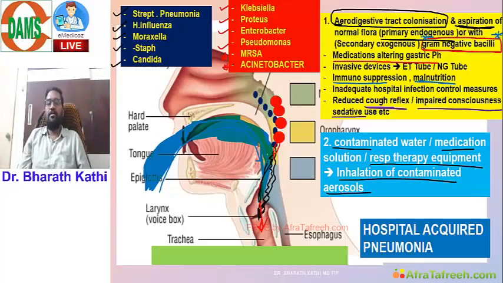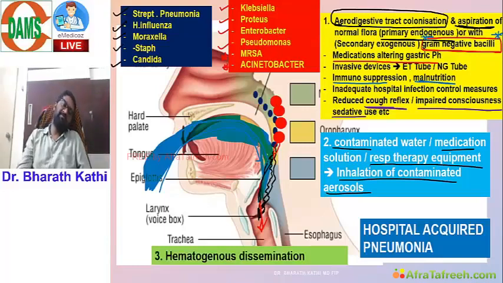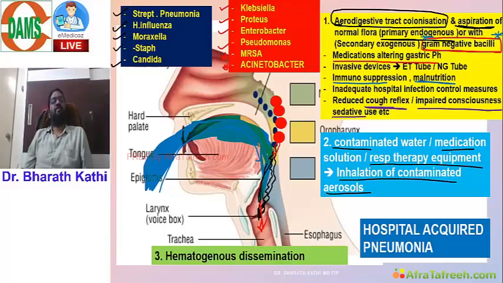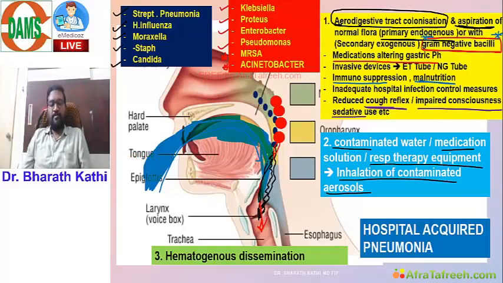And this contaminated equipment can have so many organisms. It can have gram-positive organisms, gram-negative organisms. All these contaminated equipment related organisms will enter into the lung. And third, the patient might have some other infection such as infective endocarditis. Through blood it can disseminate into the lung. So this is rare. This hematogenous dissemination of infection from some other system into the lung is generally a rare cause of hospital acquired pneumonia.